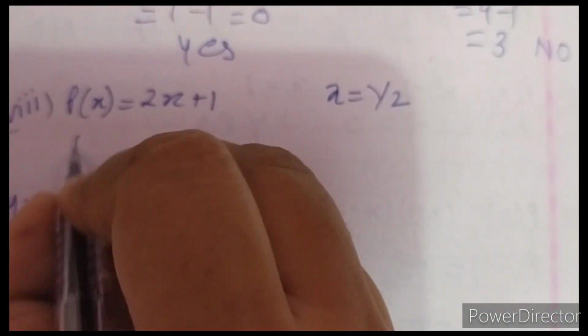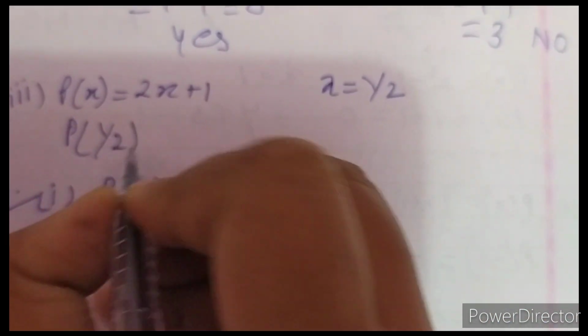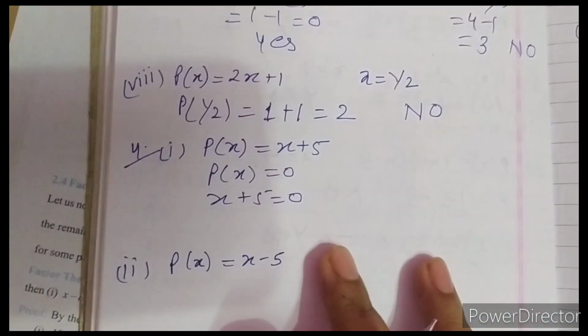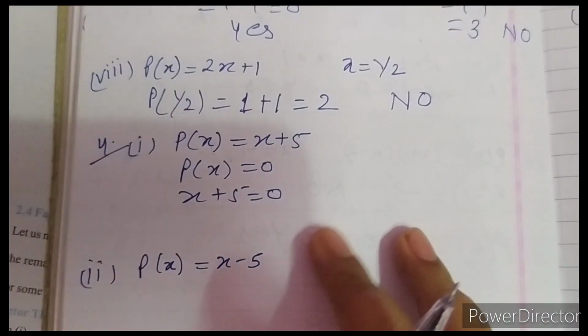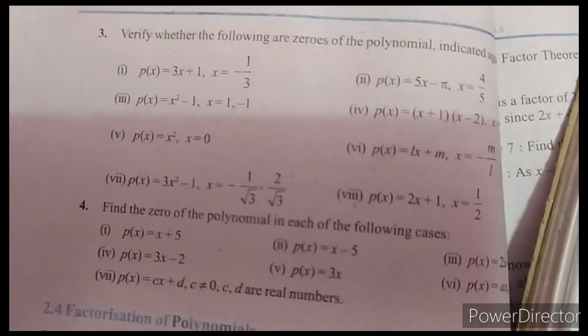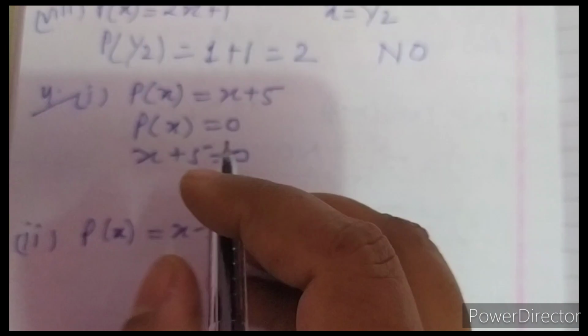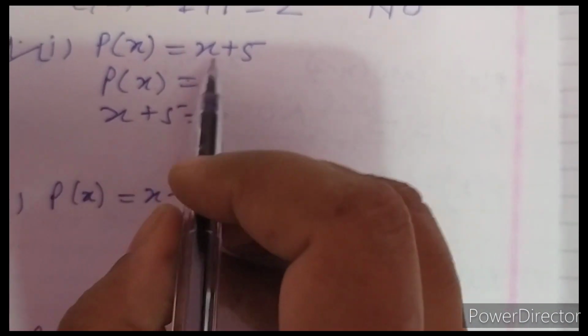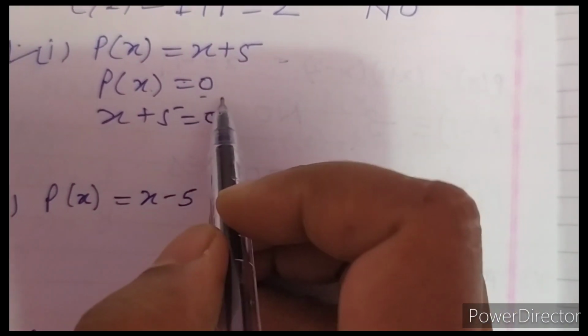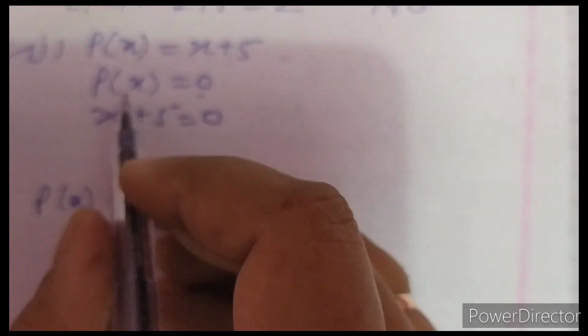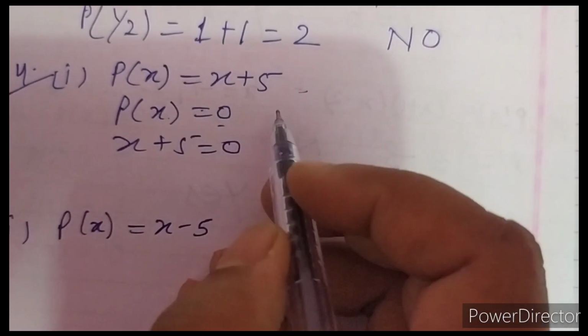Next, x value is p(1/2). So that will be equal to 2 into 1 by 2 is 1, plus 1, that will be equal to 2. So this again is not the 0 of the following polynomial. Question number 4 is find the zeros of the polynomial in each of the following cases. Now in this case you have to find the value. So we'll equate this expression to 0, because we have to find the value of x at which the value of expression will come out to be 0.